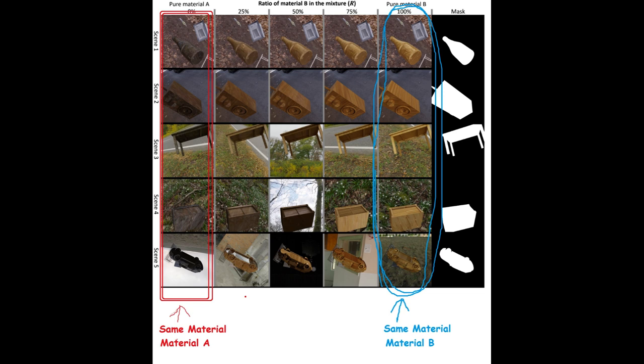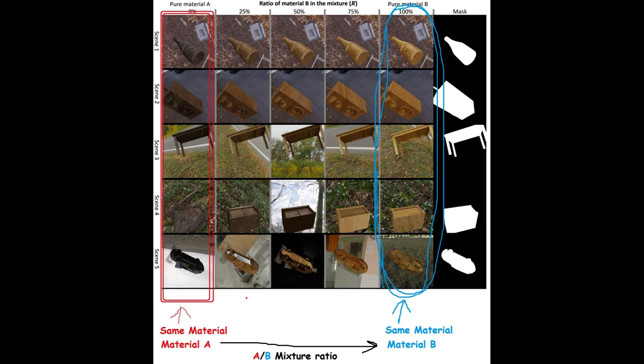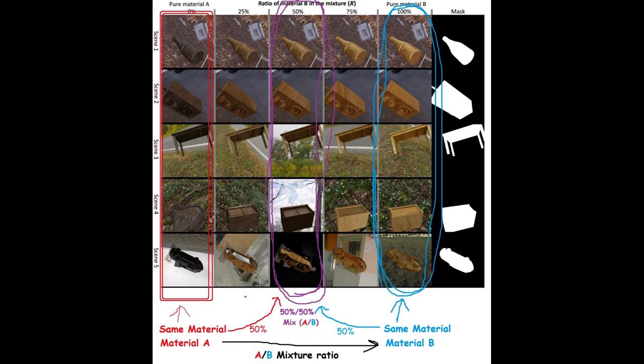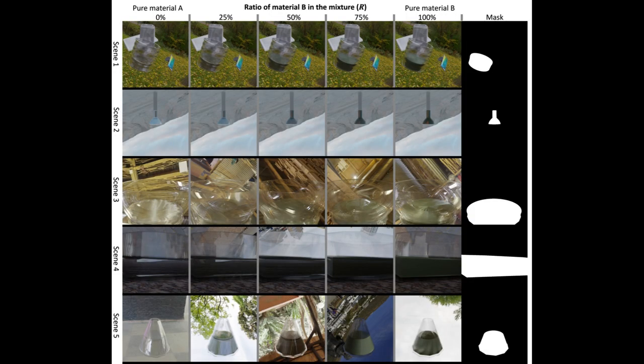For each set, we pick two random materials, A and B. To simulate mixtures, we gradually transformed from material A to material B. In the image, the rightmost column is pure material B, while the leftmost column is pure material A. The middle column is an equal mixture of A and B. All images of the same column contain the exact same materials and mixture ratio. We also create scenes where the materials appear inside randomly generated transparent containers to simulate fields like labs, kitchens, and liquid handling.